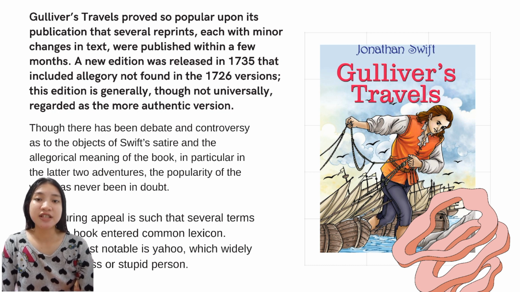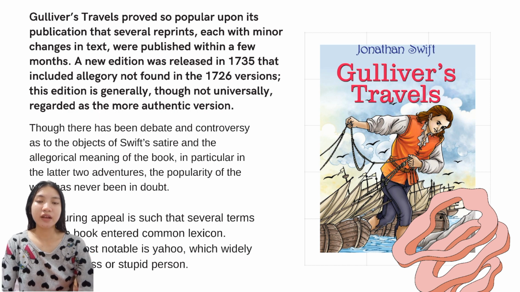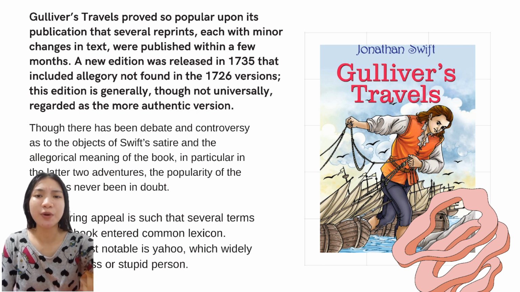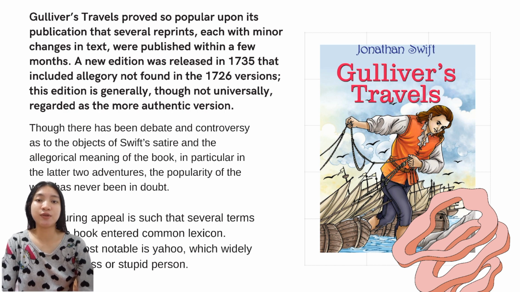Though there has been debate and controversy as to the objects of Swift's satire and the allegorical meaning of the book, in particular in the latter two adventures, the popularity of the work has never been in doubt. Its enduring appeal is such that several terms from the book entered the common lexicon. Perhaps most notable is Yahoo, which widely means a crass or stupid person.